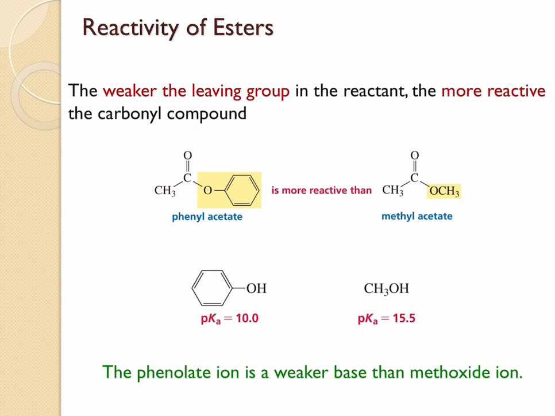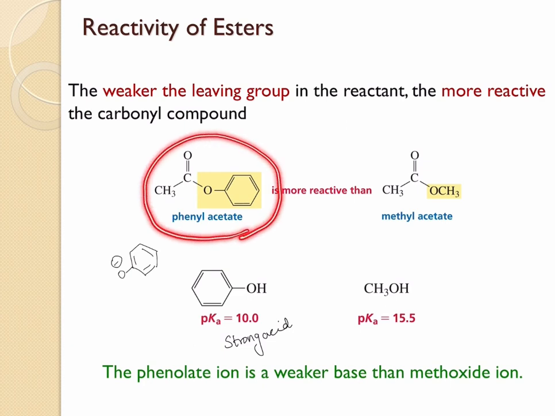Now, between these two, we can definitely say that phenol is the stronger acid. A stronger acid should always give us a weaker conjugate base. So the phenolate ion will be a weaker base. And why is this a weaker base? Because we can see that these electrons right here will be stabilized by resonance, and because of which this is going to act as a good leaving group. And because this is going to be a good leaving group, phenyl acetate will be more reactive compared to methyl acetate.